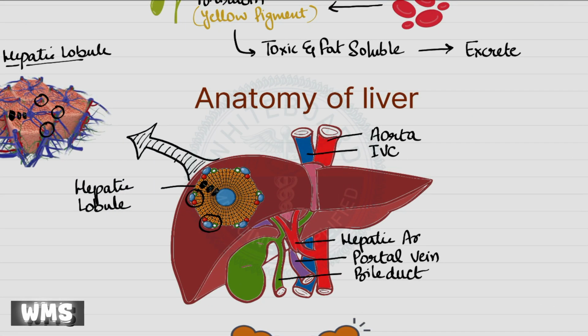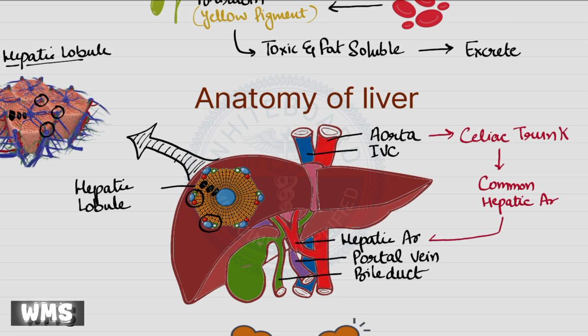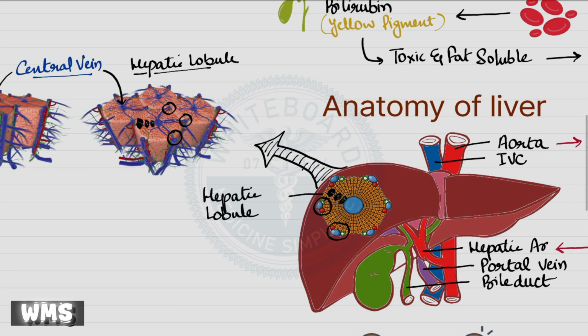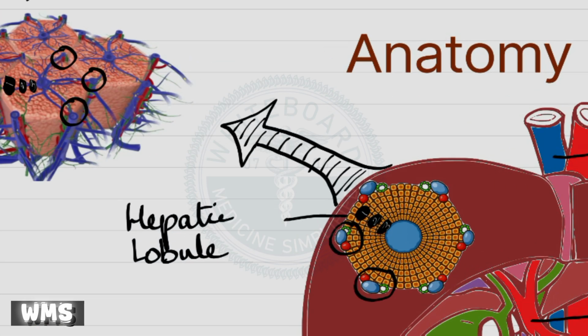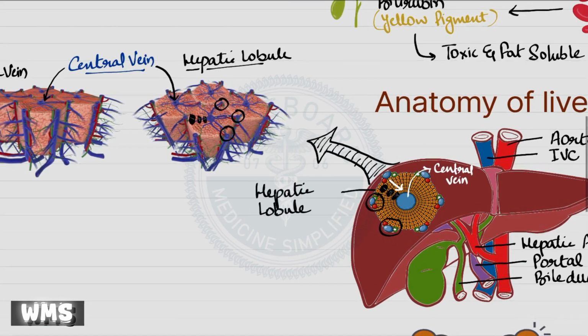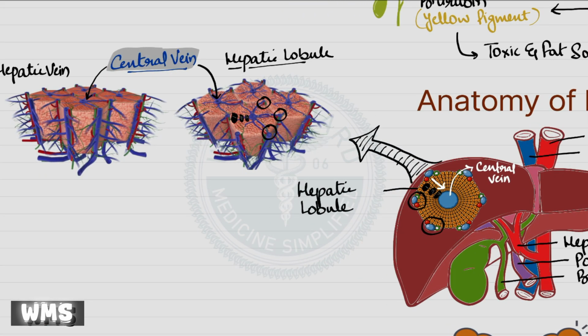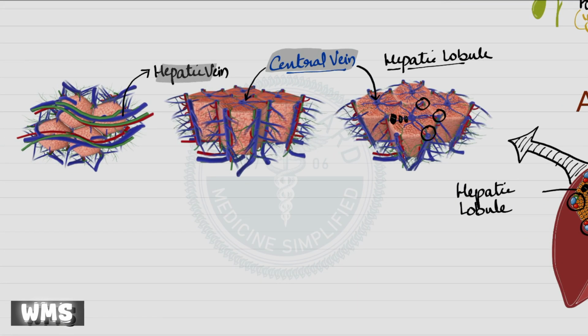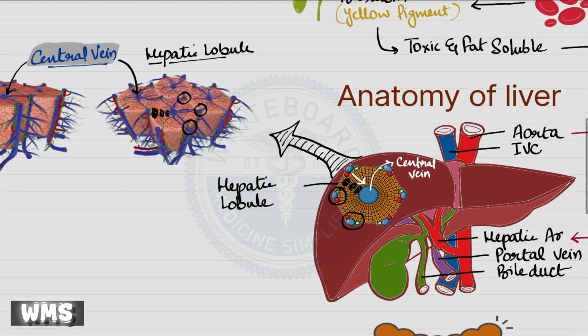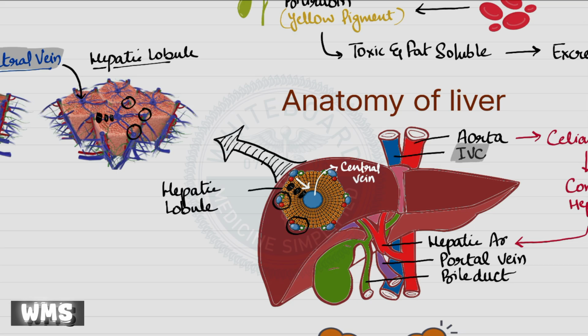The blood flow begins from the aorta, then moves through the celiac trunk, the common hepatic artery, and finally the hepatic artery proper, which supplies the branches of the portal triad. From there, blood enters zone 1, then zone 2, and finally zone 3, before draining into the central vein. The central veins merge into the hepatic veins, which empty into the inferior vena cava, returning blood to the heart.